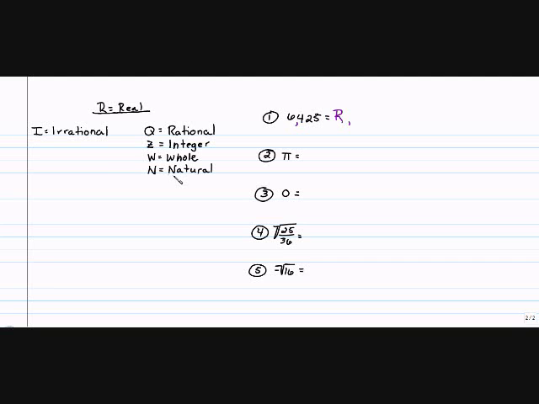Now, is it a natural number? 1, 2, 3, 4, 5, 6. I'm not going to count all the way up to 6,425, so you get my point. Yes, it is a natural number. Is it a whole number? Is it positive? Yes. So that would be W. Is it an integer? Positive. Yes. So I'm going to use Z. And therefore, it is a rational number.